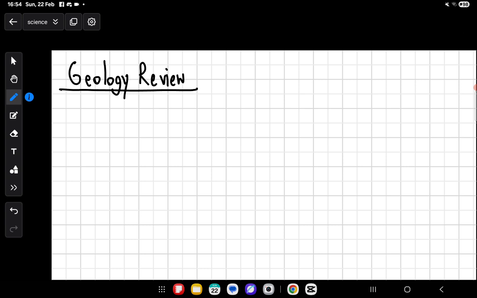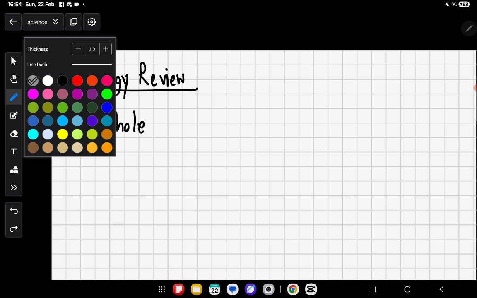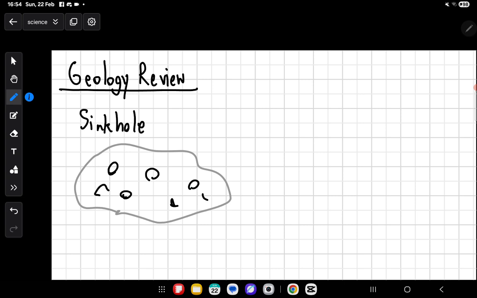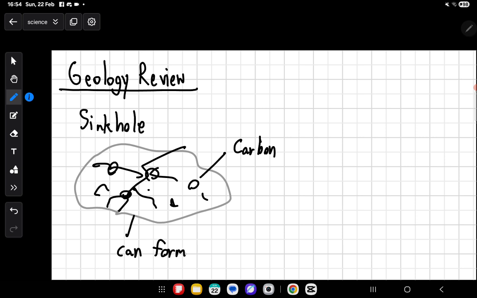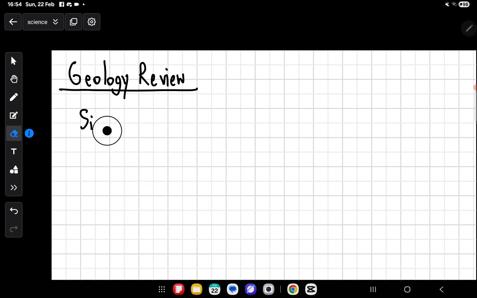Now let's go look at another 2 things that we're going to talk about today. The sinkhole. The sinkhole is caused by underground destruction of carbonated rocks. Here's our carbonated rock, right? It's full of carbon. So the rocks are full of carbon, and when they are destructed in any way, they can form sinkholes. Right? So that's how the sinkhole works.